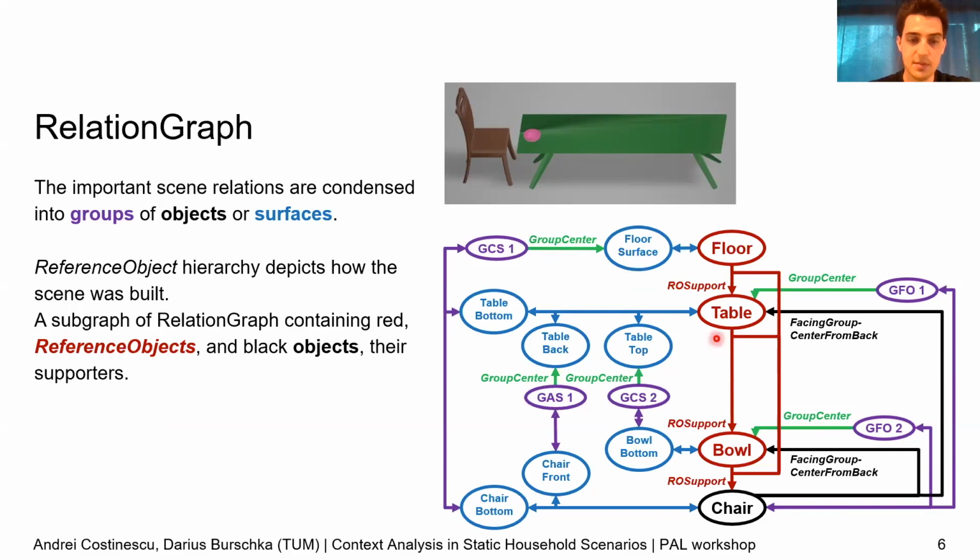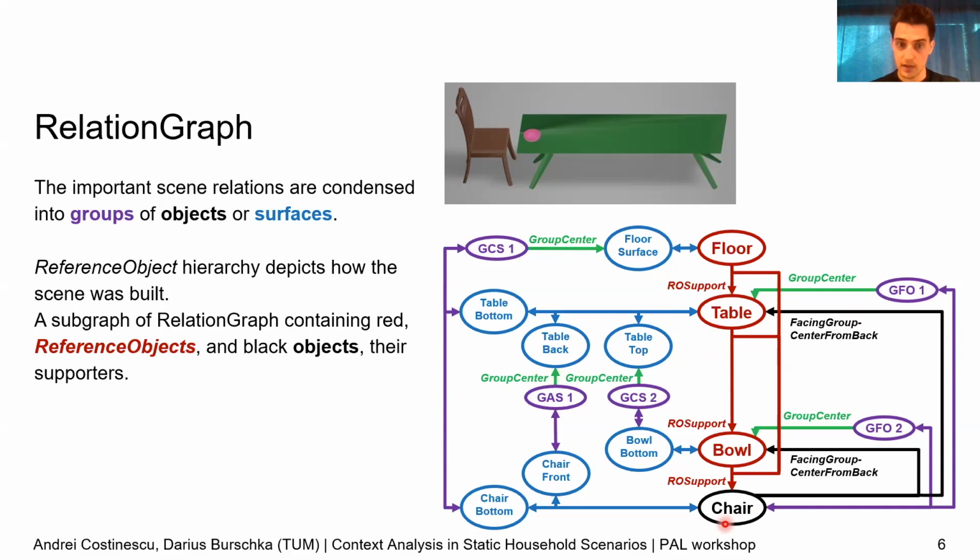Similarly, the table is a reference object because it is faced by the chair, forming a group facing object, and because the bowl's bottom surface is in contact with the tabletop surface, forming another group contact surface. The floor, the table, and the bowl are the scene's reference objects, and together with the chair, they form the reference object hierarchy of the scene.